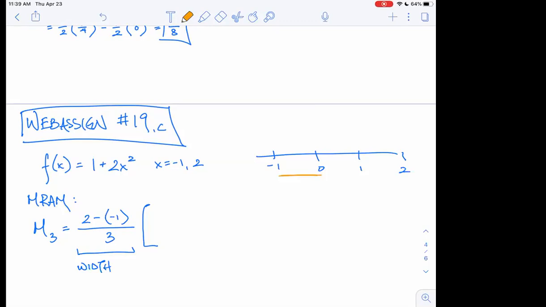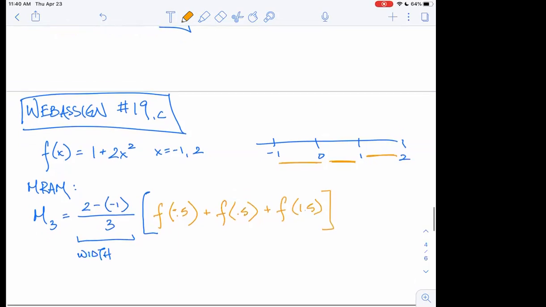Oh, -0.5. Okay, so I'm going to say I want to find f of -0.5, because this will give me the height of the rectangle that is halfway between -1 and 0. Okay? Now, the number halfway between 0 and 1 is 0.5, so I'm going to try and find f of 0.5. And then the number that's halfway between 1 and 2 is 1.5. Okay?